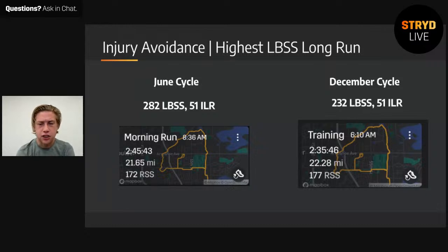During this cycle, I knew I just didn't have to reach those same high values. So I definitely cut it down a bit for even the highest LBSS long run. And you can see that dropped around 50 points. I still averaged kind of that same impact loading rate during the activity, but since I was faster, I was running the same or longer distances in a shorter amount of time. You can see that my LBSS was lower.